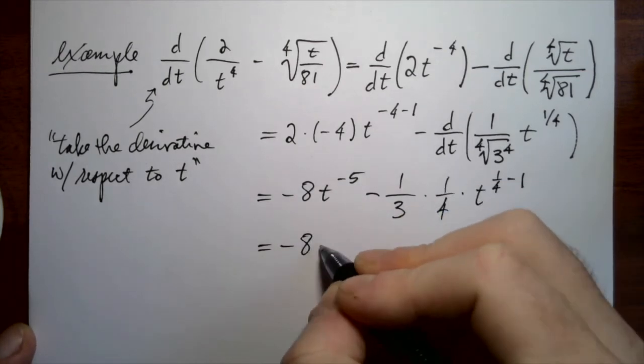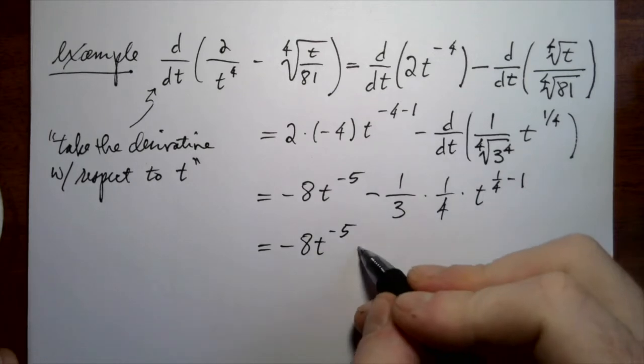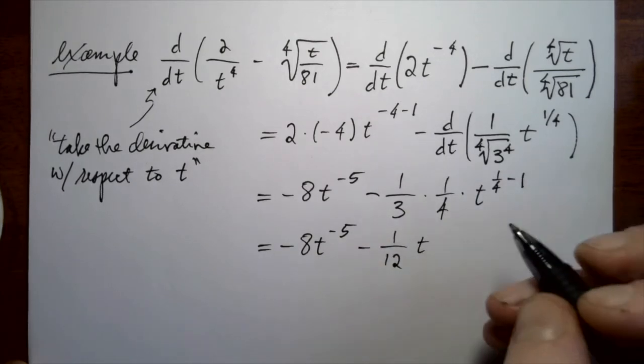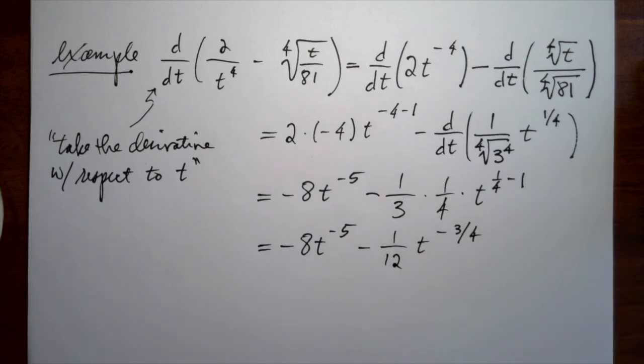Let's make it look a little nicer. It's minus 8 times t to the minus 5 minus 1/12 times t to the 1/4 minus 1. That's minus 3/4. And let's just leave it that way. That's fine.